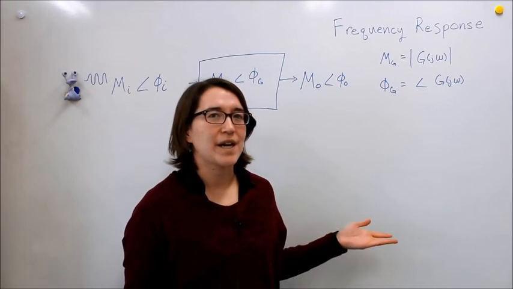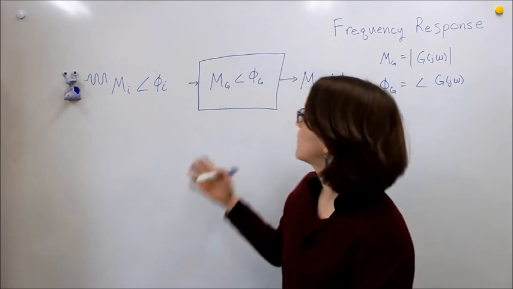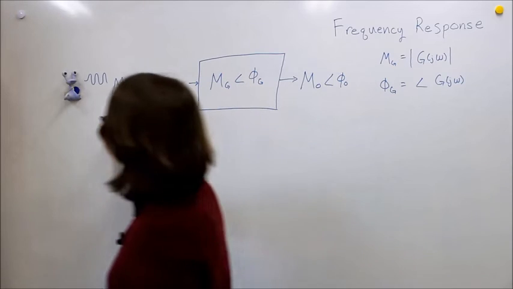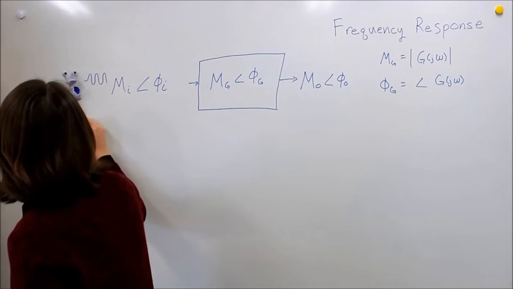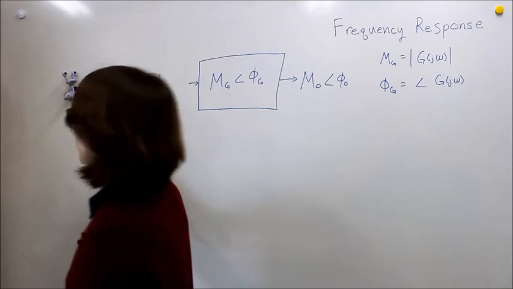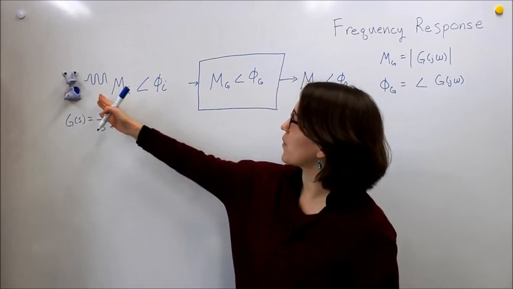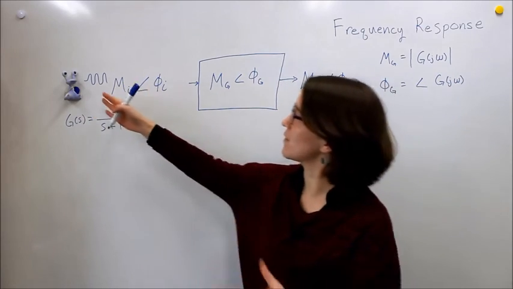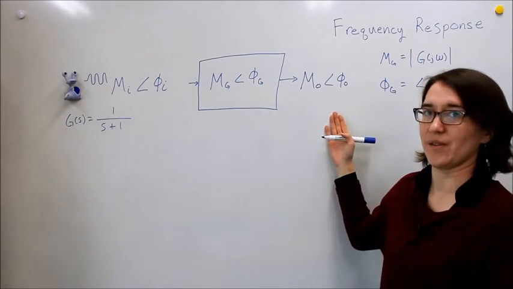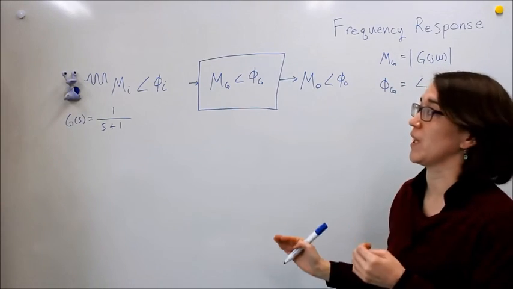So let's now apply the frequency response to an example. Let's say that we have an example transfer function here, G(s), and let G(s) be equal to 1 over s plus 1. Really simple equation, and we want to see how, when Valerie sings some frequency into our system, what does it look like on the outside? And the response will depend on the frequency that we're putting into it.